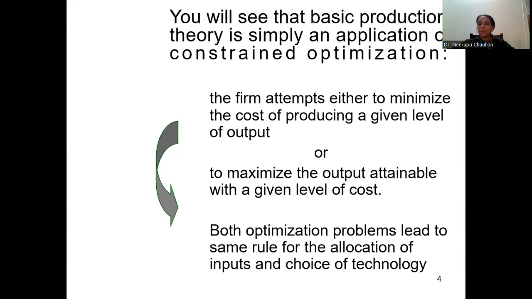The firms attempt either to minimize the cost of producing a given level of output or to maximize the output attainable with a given level of cost. Both optimization problems lead to the same rule for the allocation of inputs and choice of technology.